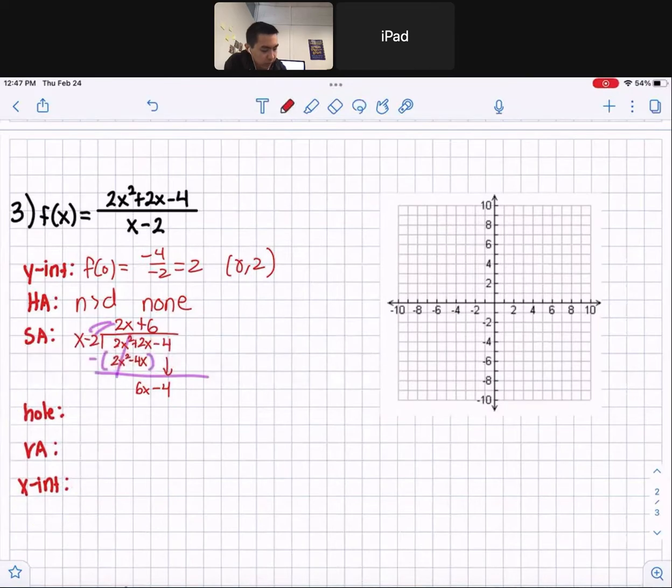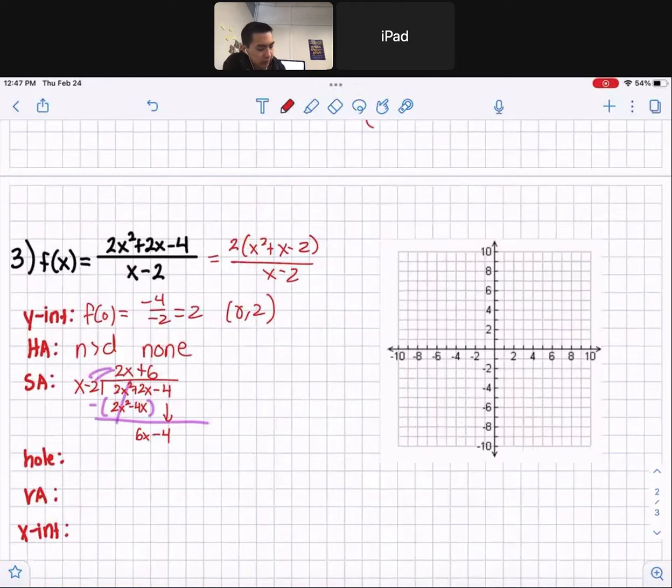Okay, so let's factor this. So we can factor out a 2, you guys, to get x squared plus x minus 2 all over x minus 2. So we can factor this using your guys' x method. So -2 plus 1, 2, -1. So up top, it's really going to be 2 times x plus 2 times x minus 1 all over x minus 2. Nothing cancels, so there's no hole.